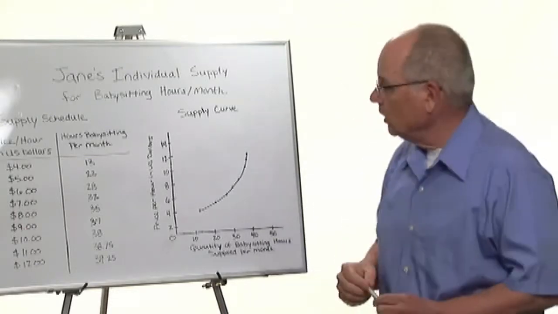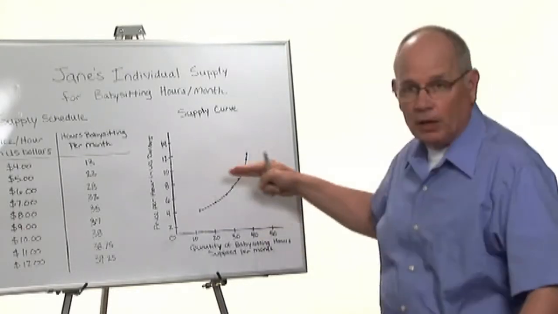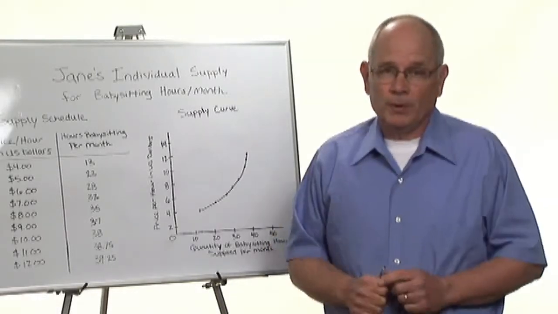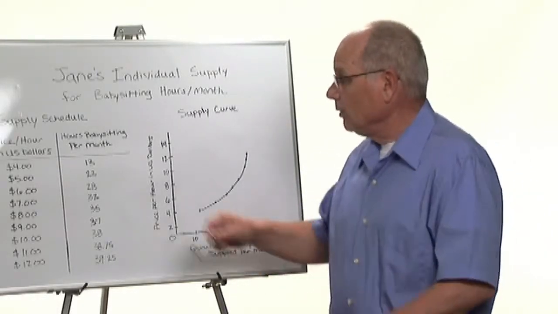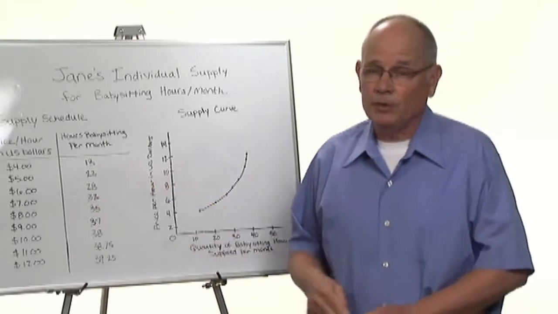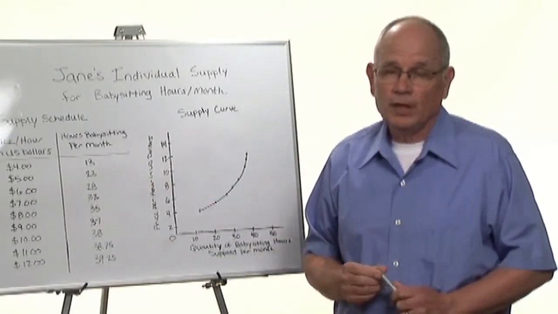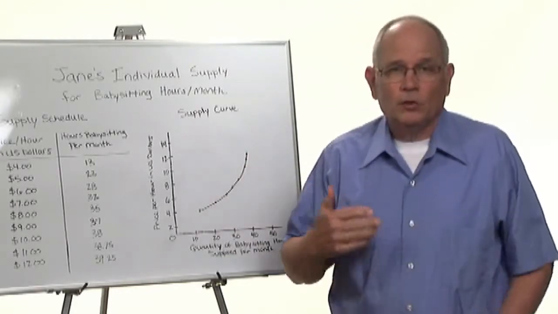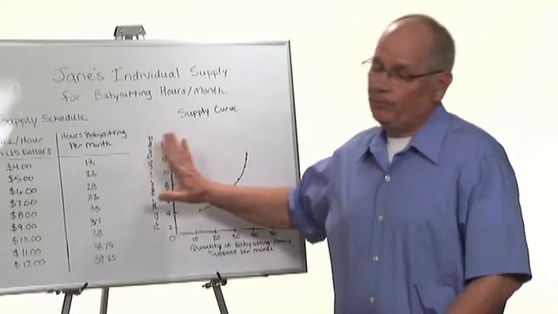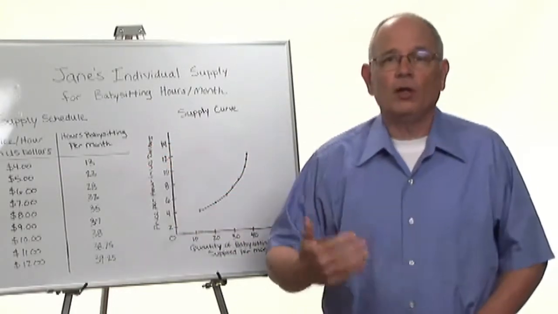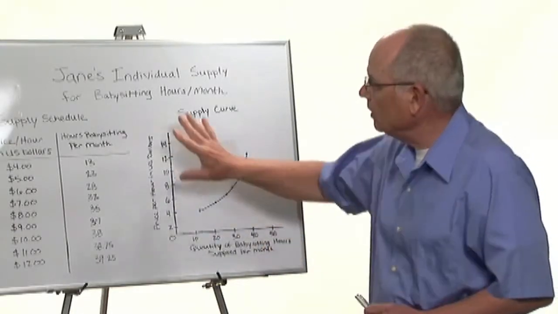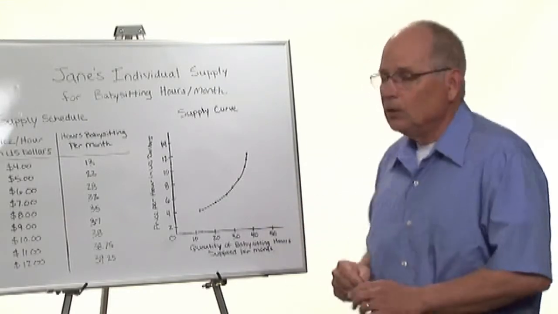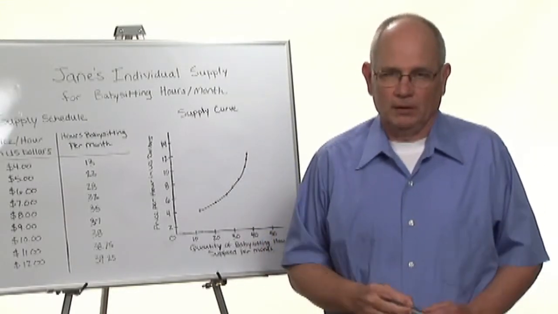In another lesson, we'll learn that the supply curve itself can be impacted by things like an improvement in technology, or perhaps the price of gasoline goes way up and Jane doesn't want to drive as far to her next job. And this will impact her willingness to babysit at any price. And that's called a change in supply. But here we're talking about just a movement along the supply curve, which is a change in the quantity supplied.